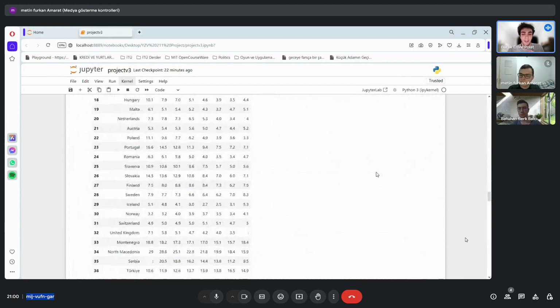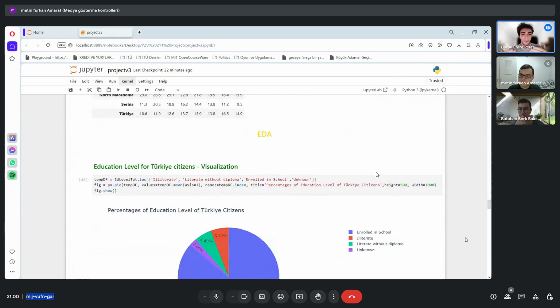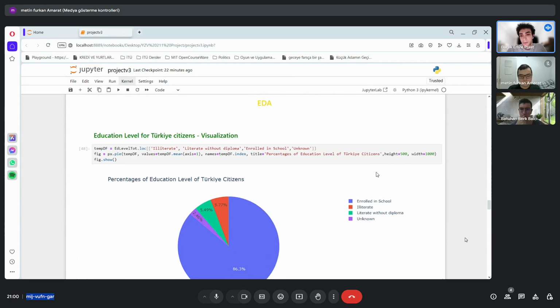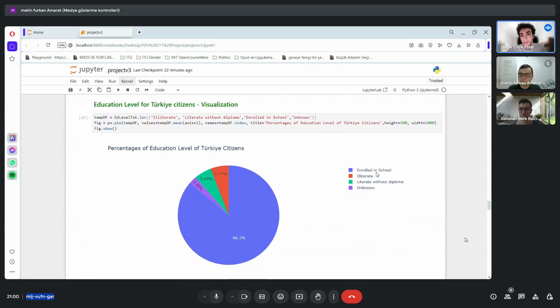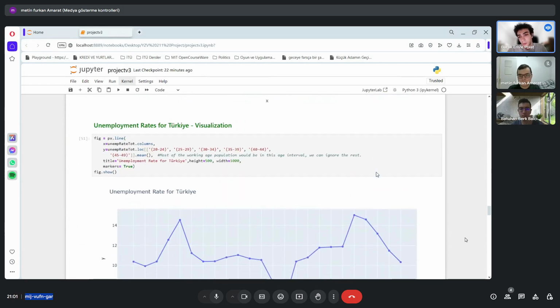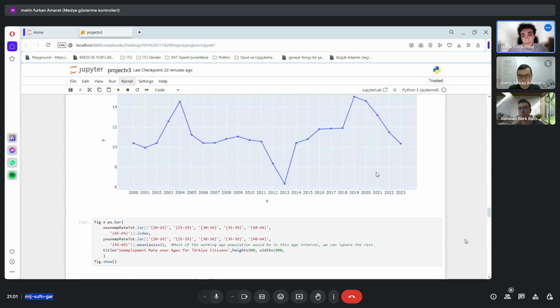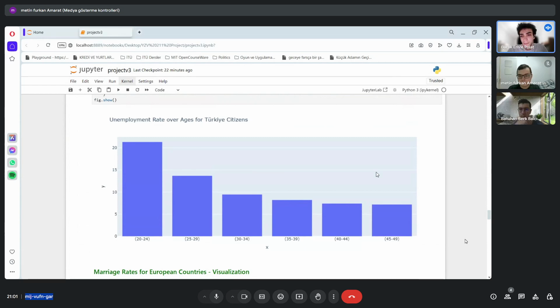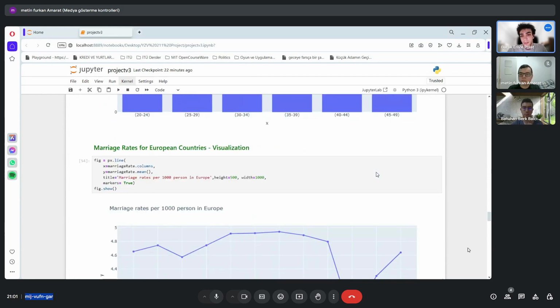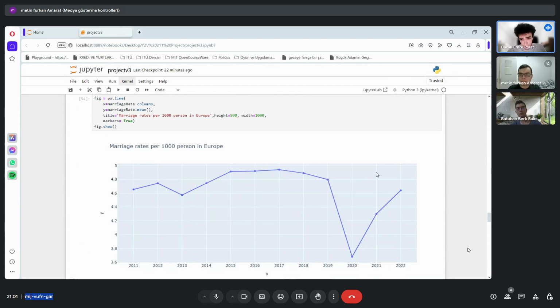We have done some data engineering for this because there were some non-values. So for the visualization part, we have used line and pie charts for education level for Turkey citizens because we would like to show the categories better. For the unemployment rates for Turkey, we have also used a line chart, and this one was bar charts because we wanted to show all the categories. And for the marriage rates of European countries and other Eurostat datasets, we have used again a line chart, and we have used plot these map functions.